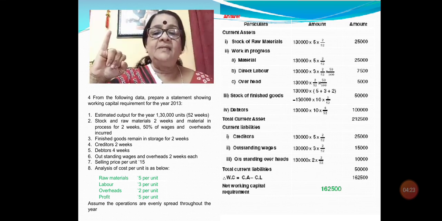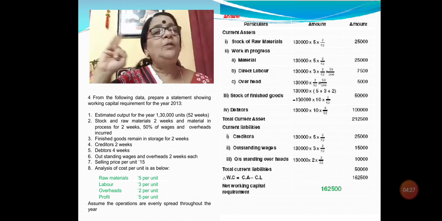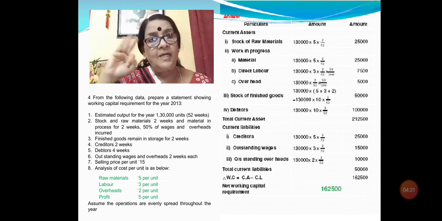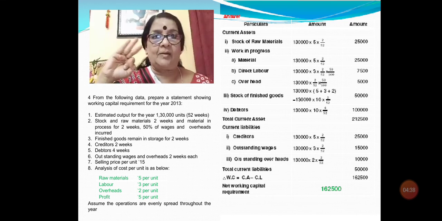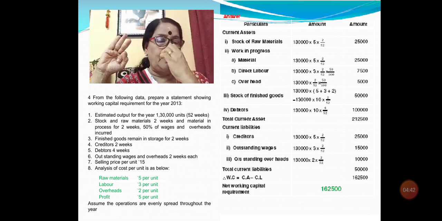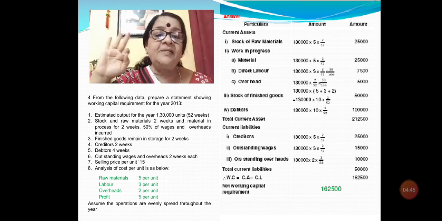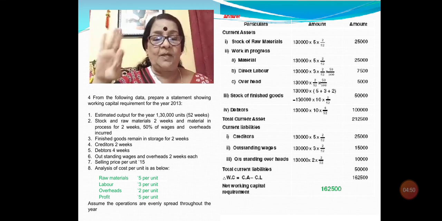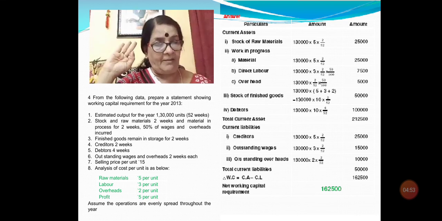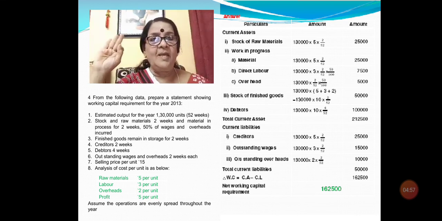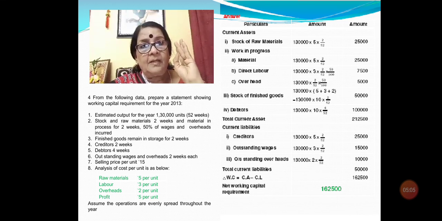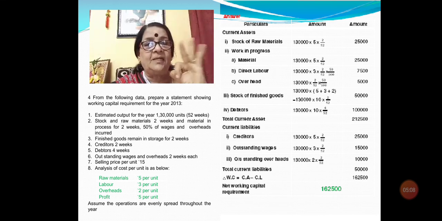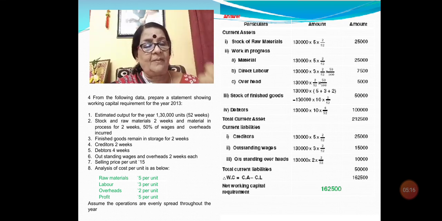Once again, labor cost is 1,30,000 into 3, 2 weeks is the time period, so 2 by 52, into 50% only, since only 50% of the processing cost has come, so 50 by 100. So labor is also over. Now we can see overheads. Overheads are again 1,30,000 into 2 rupees overhead cost, into 2 weeks, 2 by 52, into 50 by 100. So under work in progress, three types are coming: raw material, then labor, then overheads. Only for labor and overheads we take 50%. So that part is also over.